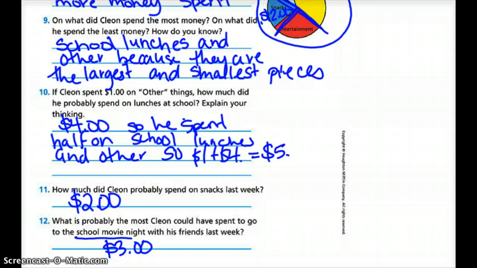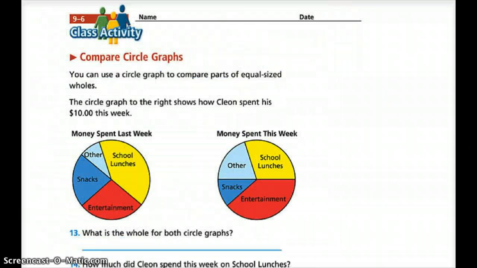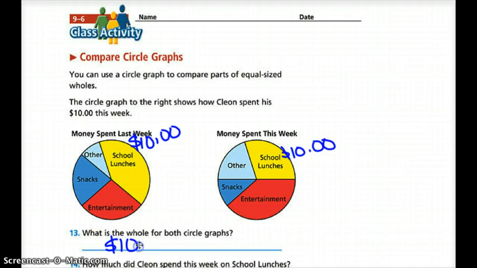All right, we have one more page to look at. Now we're going to compare. So this graph shows $10 and this graph shows $10. So this one's 10 and this one's 10. So the whole for both graphs is $10. So this one shows last week's $10 and this one shows this week's $10.